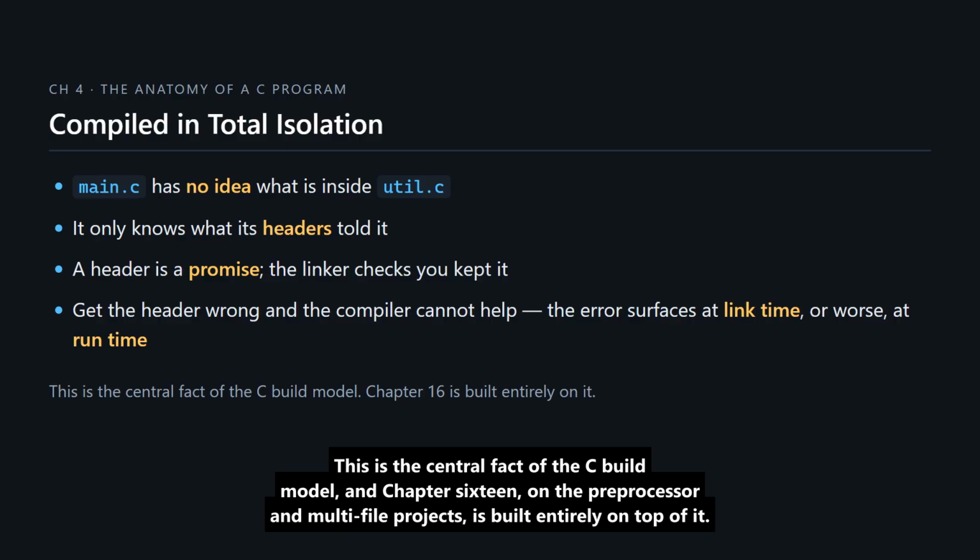This is the central fact of the C build model, and Chapter 16, on the preprocessor and multi-file projects, is built entirely on top of it.